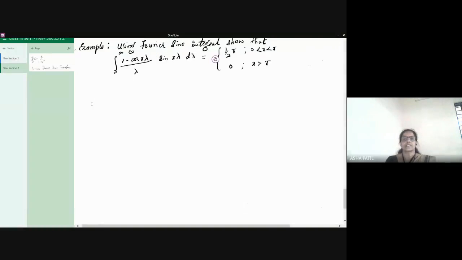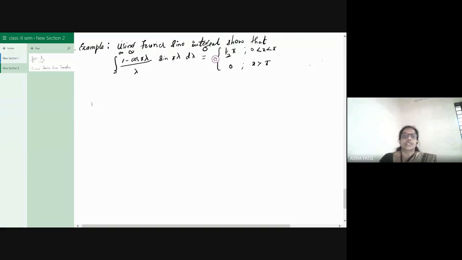So let us consider an example using Fourier sine integral. Show that the integration from 0 to infinity of (1 minus cos pi lambda) divided by lambda into sin x lambda d lambda is equal to 1 by 2 pi for the interval 0 to pi, and it is 0 for x greater than pi. So, can you suggest how to begin?